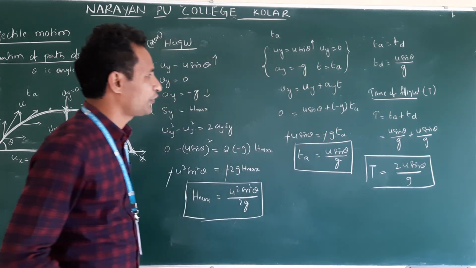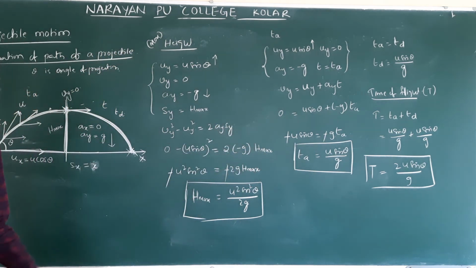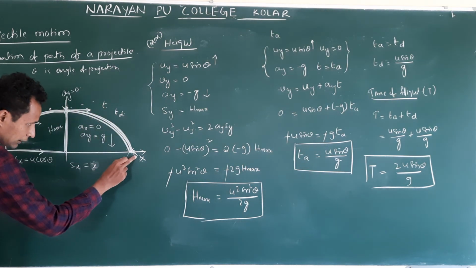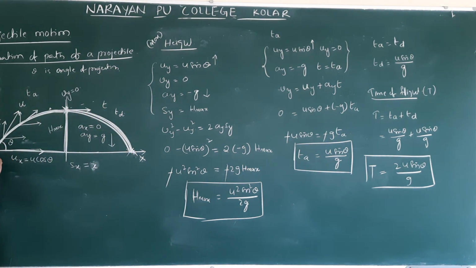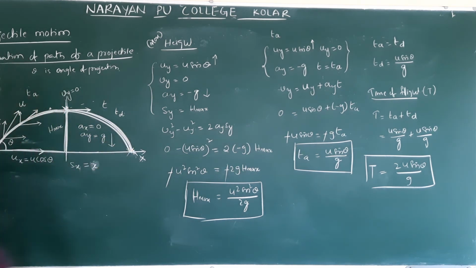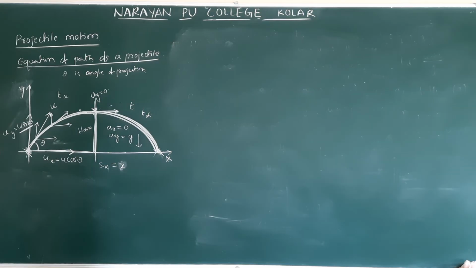Time of ascent is half of that. Clear? So time of flight means this one, to reach from point of projection level to hit the ground. Clear? So make a note on this. Next one is range.